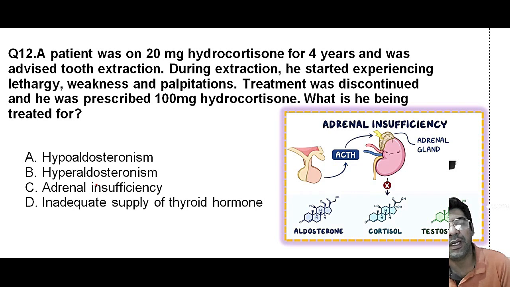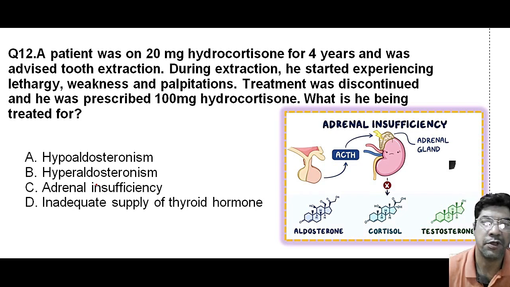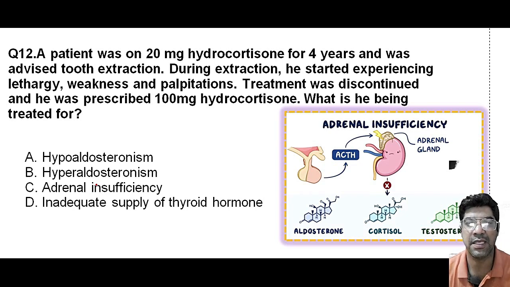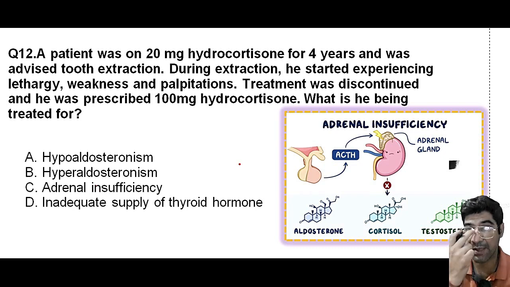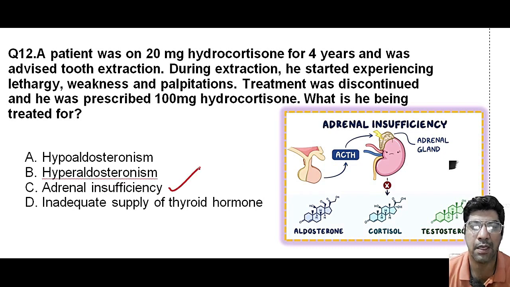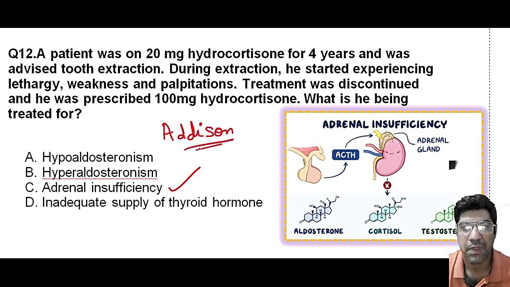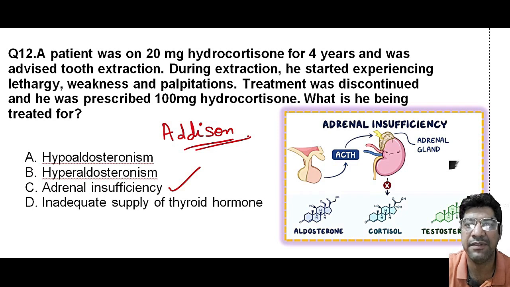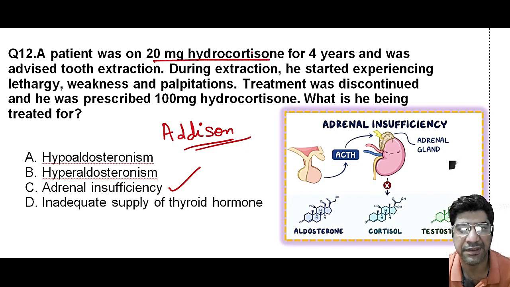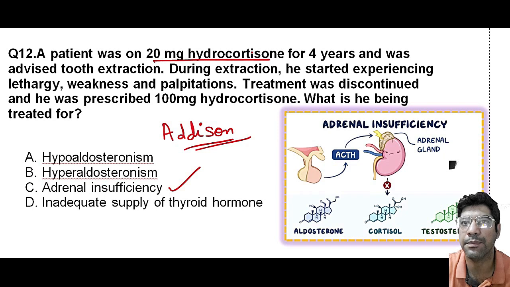Next question. A patient was on 20 milligram hydrocortisone for 4 years and was advised extraction. During extraction, he started experiencing lethargy, weakness and palpitation. The treatment was discontinued and he was prescribed 100 milligram hydrocortisone. What is he being treated for? The answer is C, adrenal insufficiency. So the patient here is being treated for adrenal insufficiency, also known as Addison disease or secondary adrenal insufficiency. In this case, the patient has been on a long-term maintenance dose of 20 milligram, right?